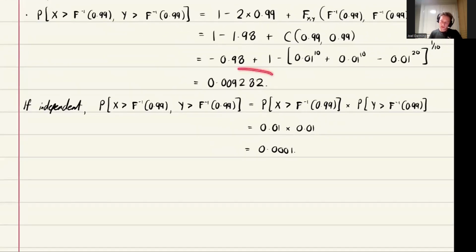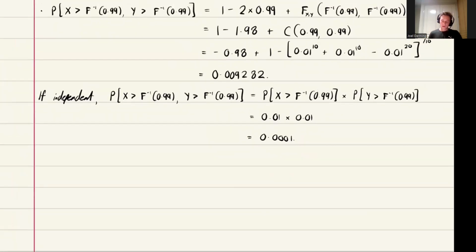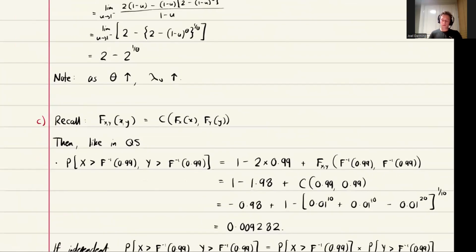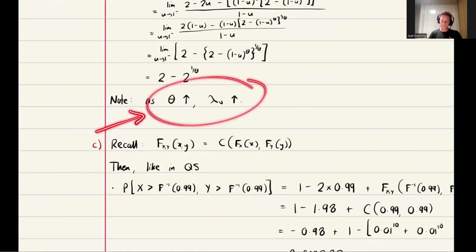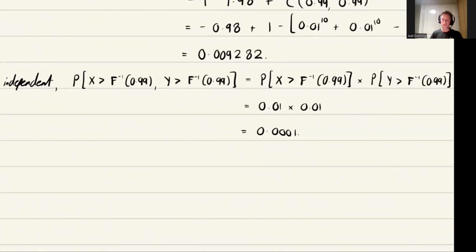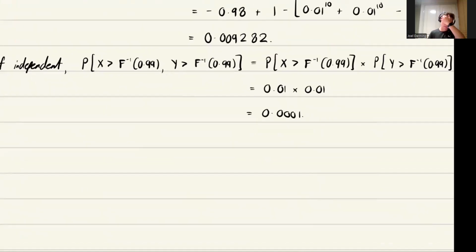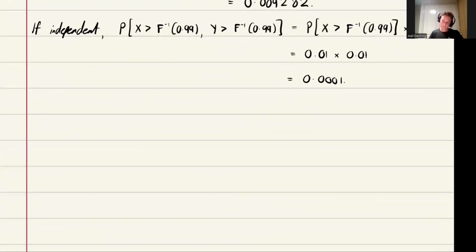So now comparing these two values, you'll actually notice that the value we get under dependence is almost 100 times bigger than the value we get under independence. Right, and that perfectly matches the conclusion we made in the previous part. As theta gets bigger, the upper tail dependence increases. So the probability that they are both in their upper tails becomes a lot larger, versus the independence case.